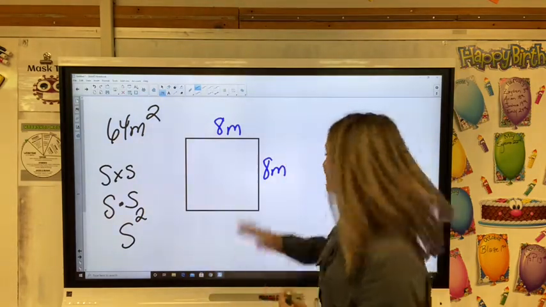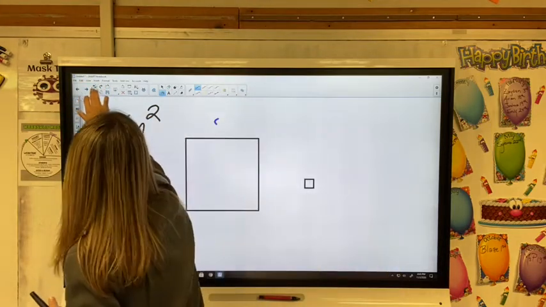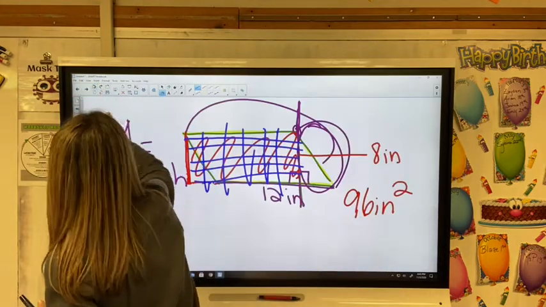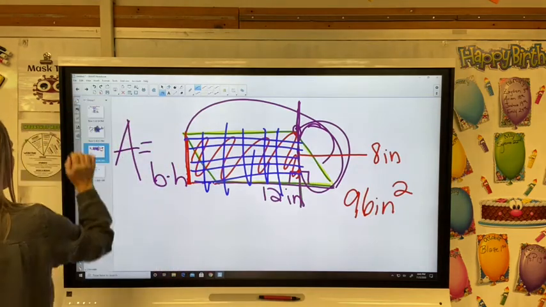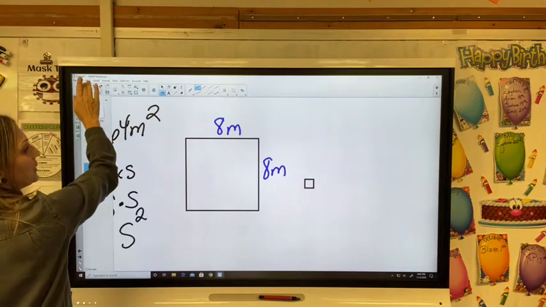But what happens, 6th graders, when, and I don't know why that keeps popping up. Let me get rid of that. Oh, I went back too far. Let me go back to my shape.